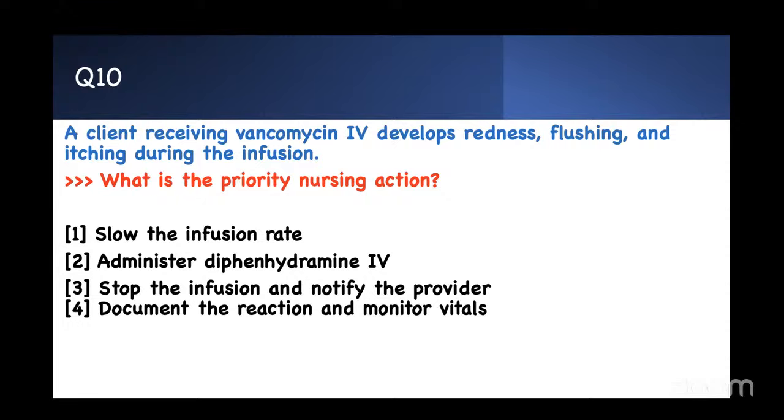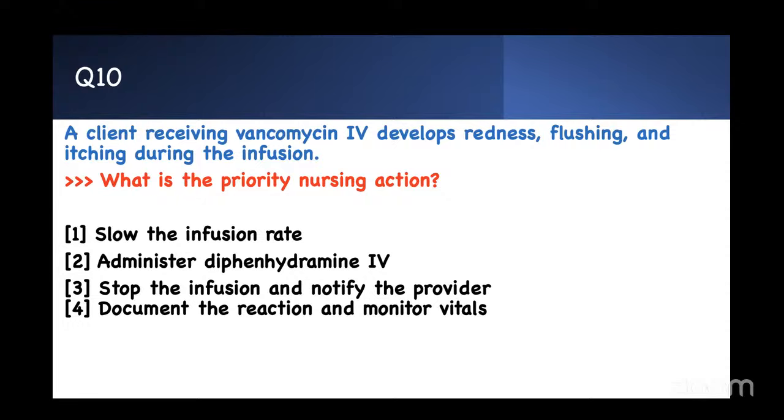No. IV vancomycin, redness and flushing, and itchy is what? Redman syndrome. How do you treat Redman syndrome? Slow the thing down. If you stop the infusion and call the doctor, you say, you know what it is. It's Redman syndrome. It's not allergic. You're running it too fast. Why do you stop it? Why do you call me? Before you give them diphenhydramine, you have to slow the rate down, right? It's okay to document the reaction, but you got to fix the problem.